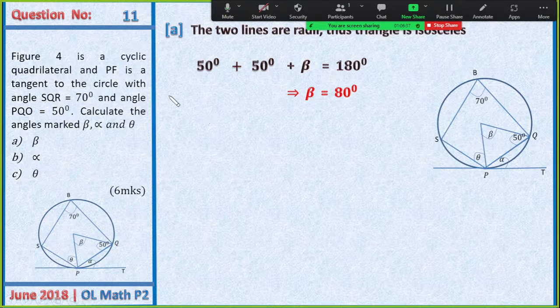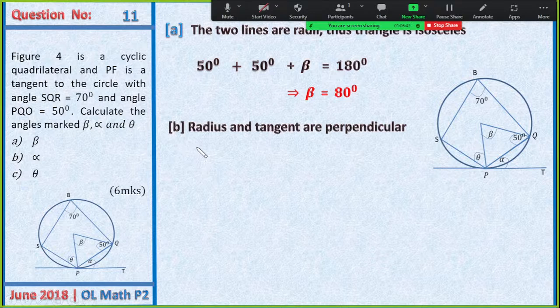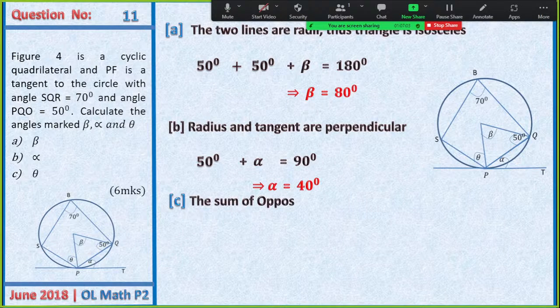And then now for alpha. You know the radius and the tangent are perpendicular, right? Because this is a tangent, so they have drawn it this funny way. Radius and tangent are perpendicular, and this angle here is 50. So what is left for alpha? Alpha is all of this angle. So 50 plus alpha is 90. Alpha will be equal to 40.